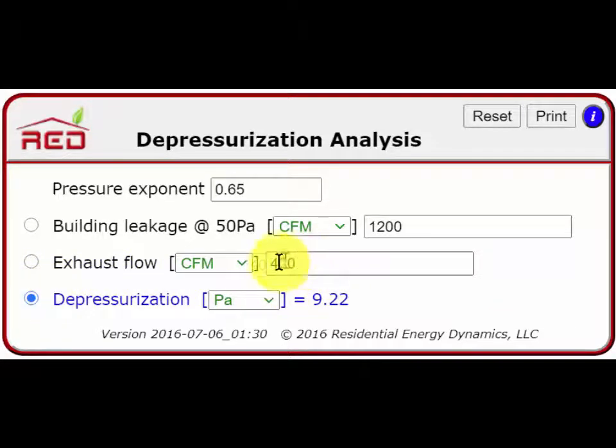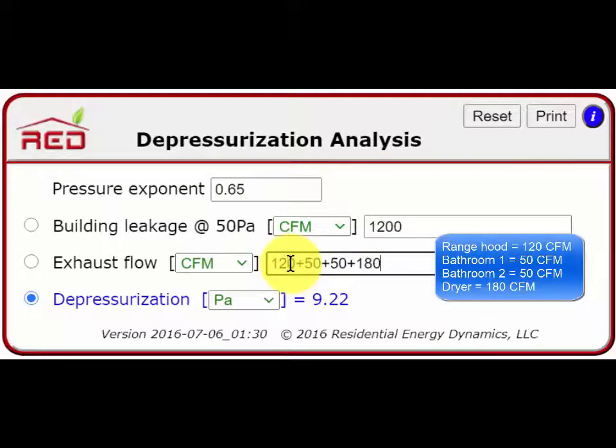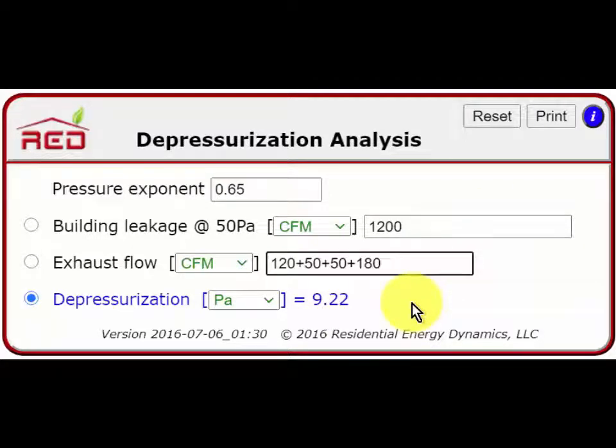Now we have what I entered here. There are the kitchen range hood, bathroom exhaust fan, and the dryer. I end up with a depressurization in the house when all of these appliances are operating at this tightness level. The depressurization level will be negative 9.22 pascals. Here is the unit here, pascals.